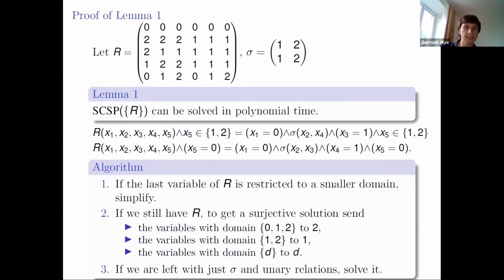And that's the idea: R is complicated, because if you consider the projection of R onto the middle three variables, then this projection is complicated. But we are not allowed to use this projection if we are talking about surjective CSP. And it turned out that if we still have R, then we always have a trivial solution, and that kills everything.